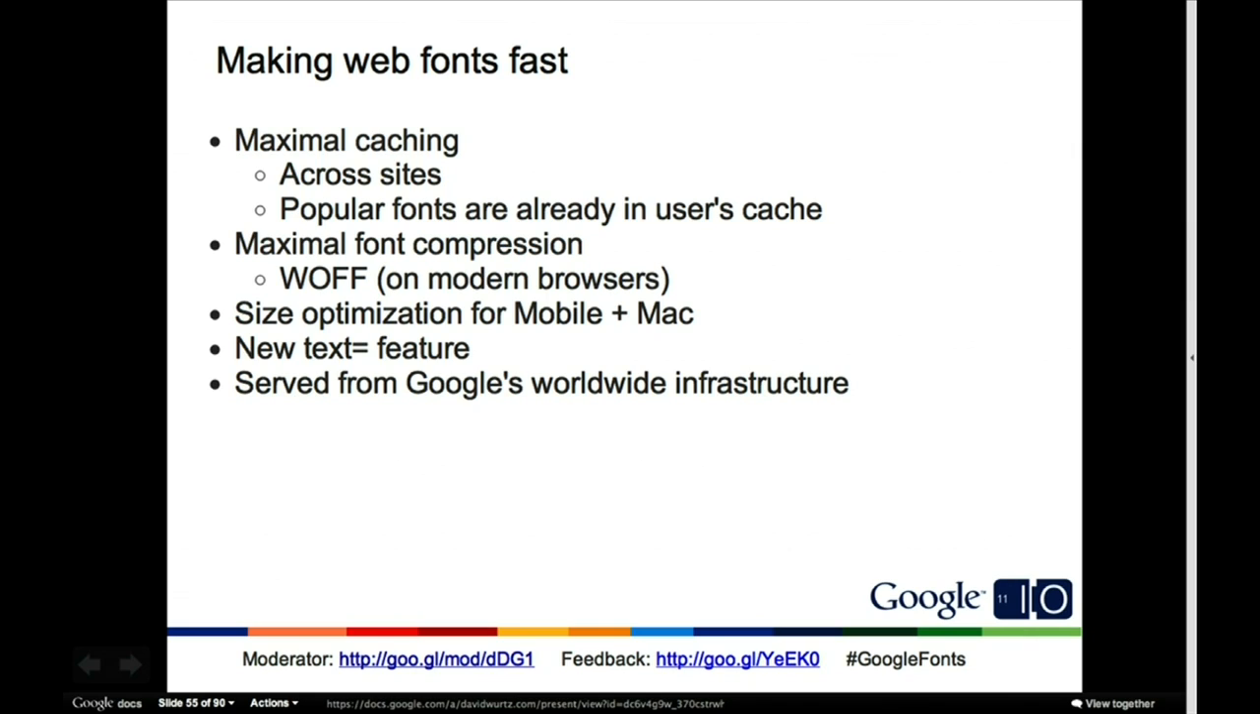So we can go completely foot to the floor to get those fonts as fast as possible, and that includes our caching strategy. That includes across sites. So if somebody has navigated to a site that uses a Google font, and then they navigate to your site that uses that same font, that font will already be in the user's cache, and there isn't even a network request to check whether it's in the cache. It just renders instantly in that case.